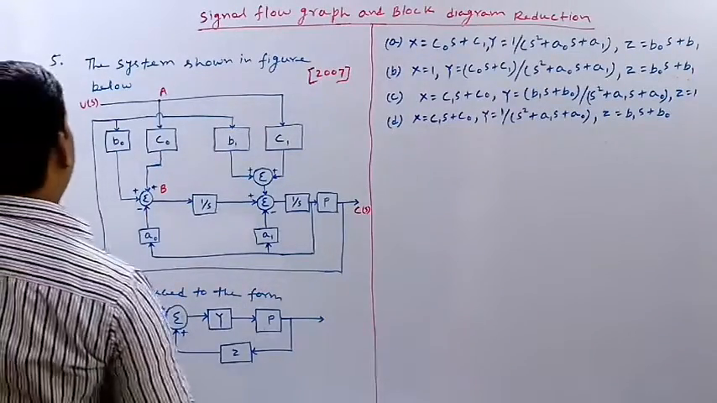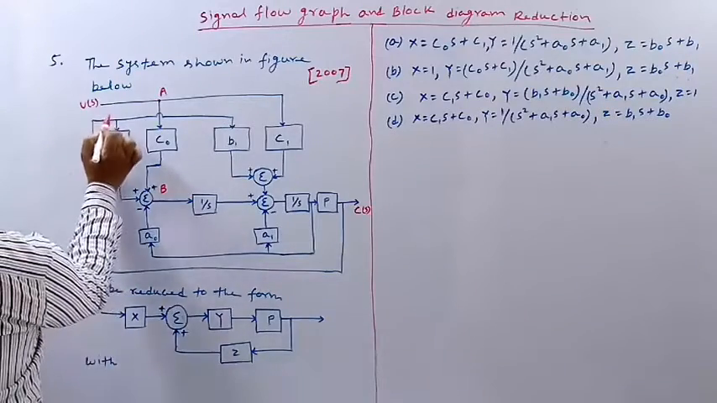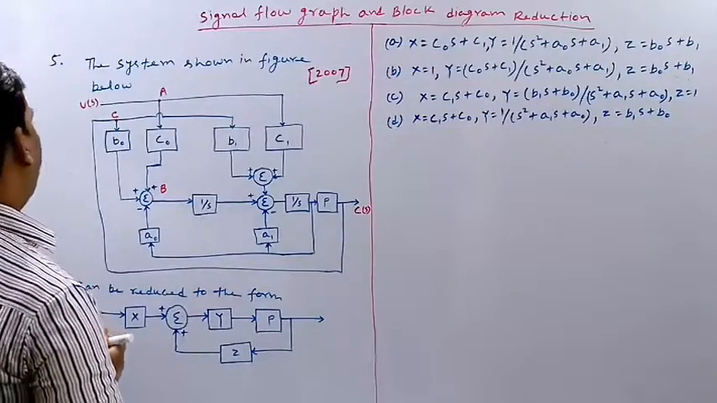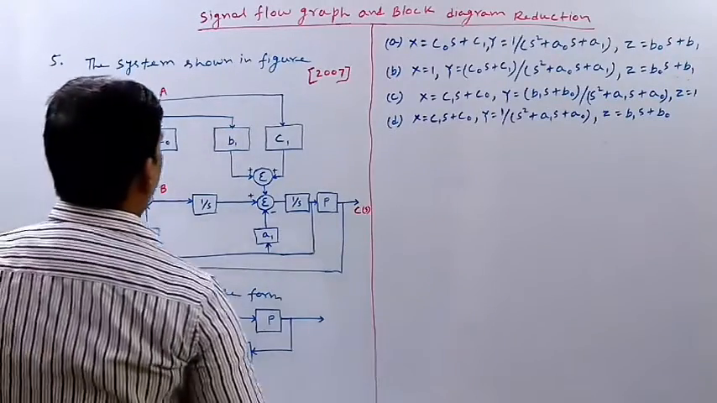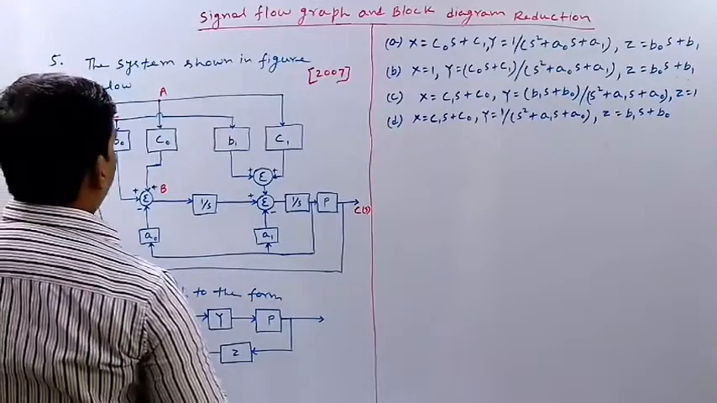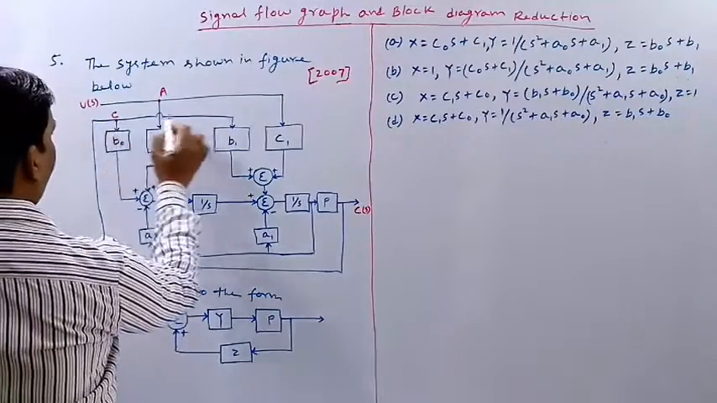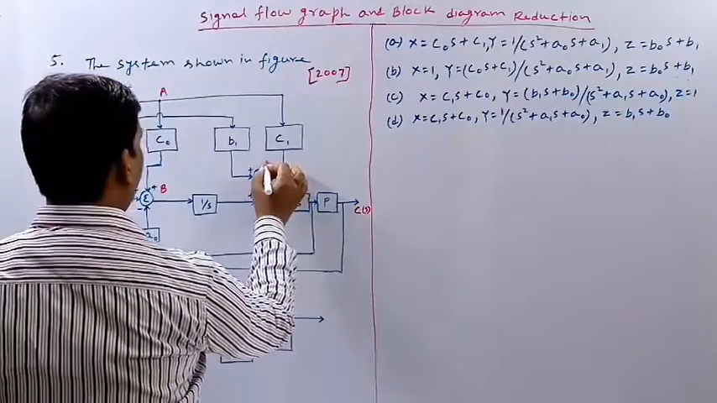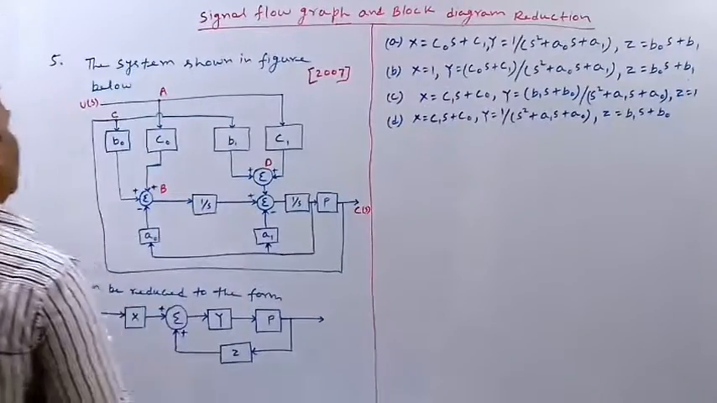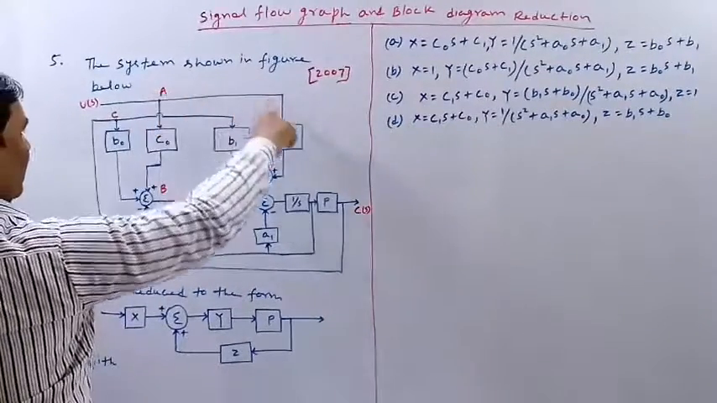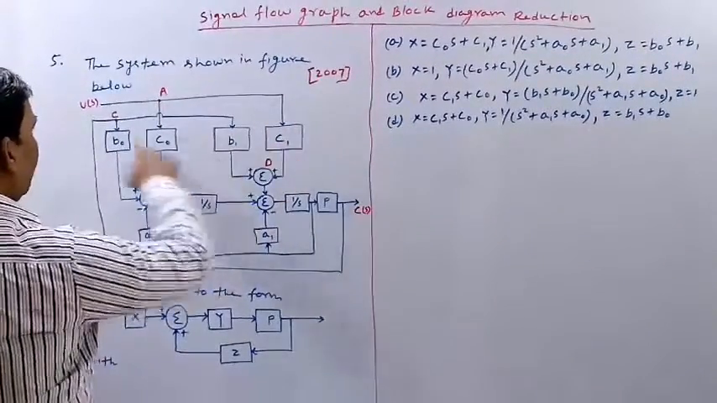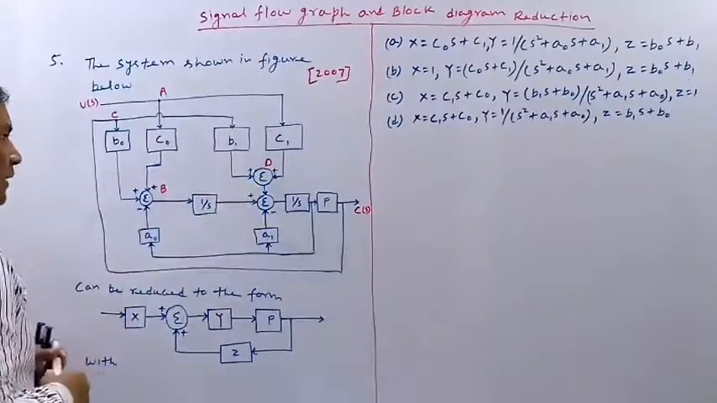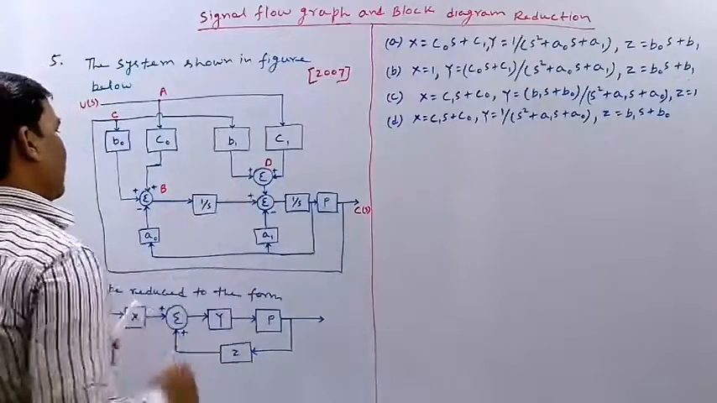Now let me write this takeoff point as C. If this point is C, then let me write this summing block as D. If we say AD, then it denotes this path. If we say CD, then it will be denoted by this path.